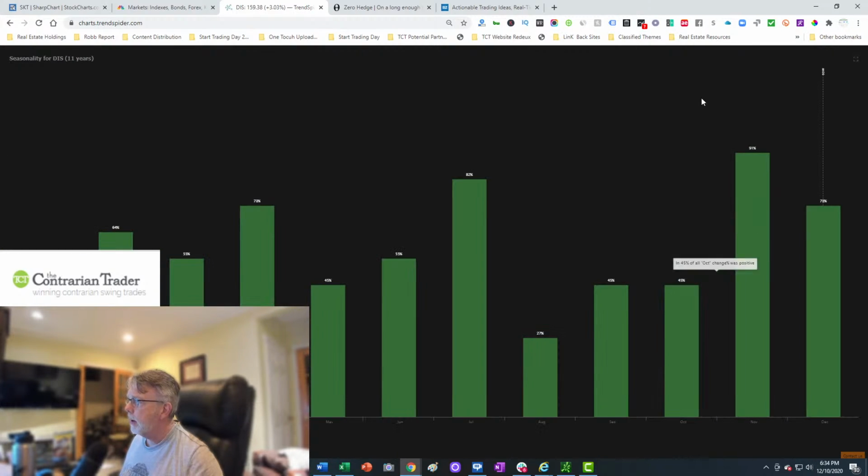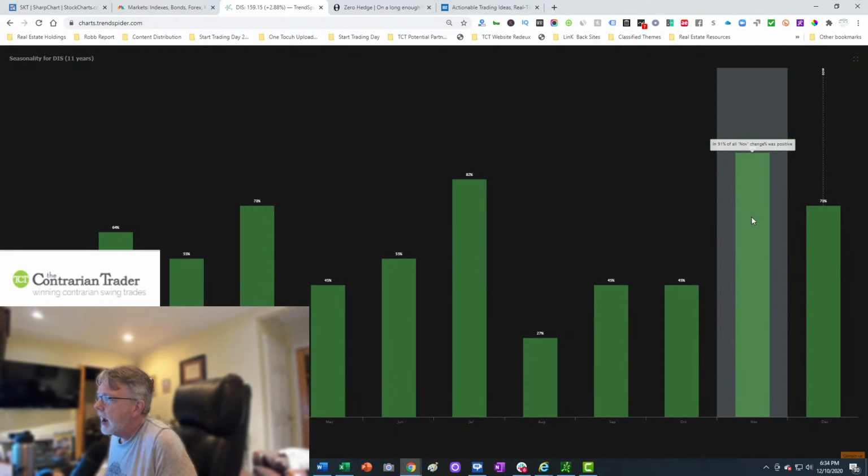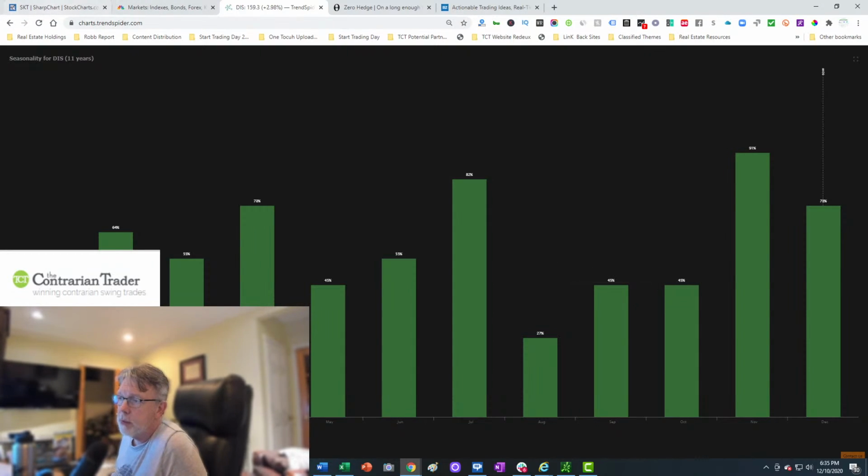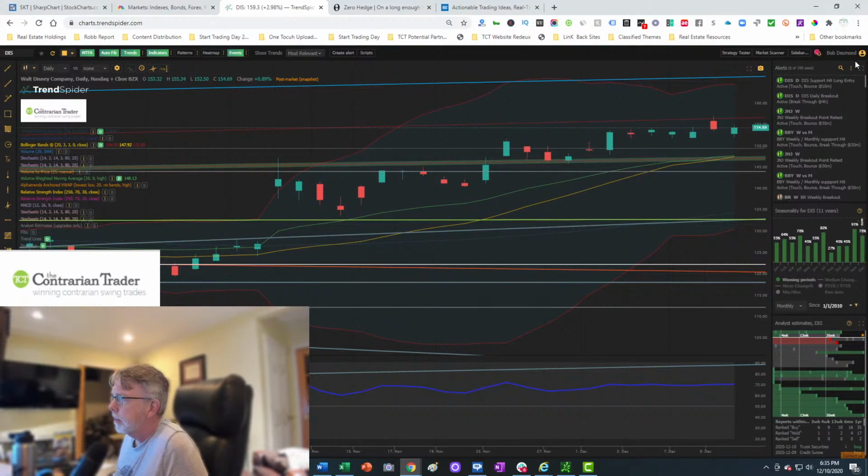Seasonally strong period of time. But keep in mind, this is a year like none other. It was 91% last month, 73% this month. Very favorable. Drops down a little bit at the beginning of the year. So a pretty good period of time to be long Disney this time of year.